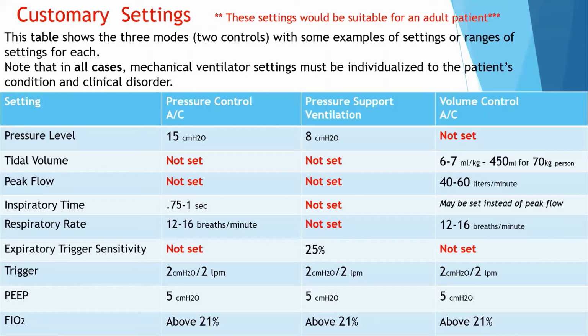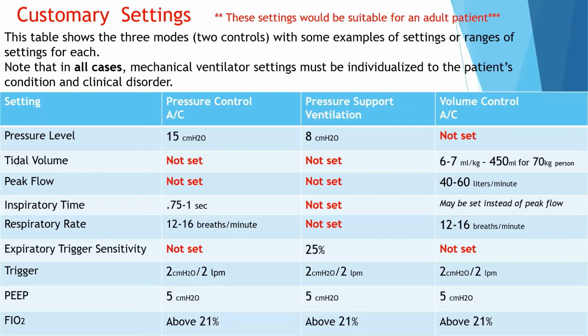So here we can see on the left-hand side the settings. We have the three different modes, two in pressure control: pressure control, assist control, and pressure support ventilation, and volume control, assist control. It's very clear to see what parameters or settings are set or not set for the particular modes.